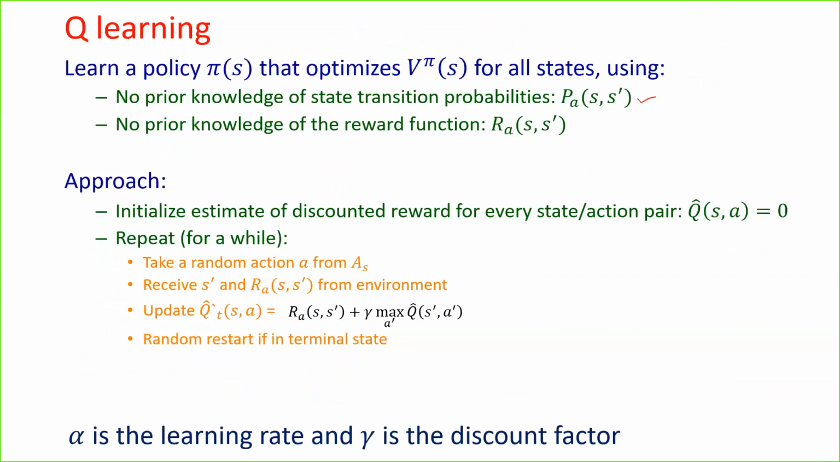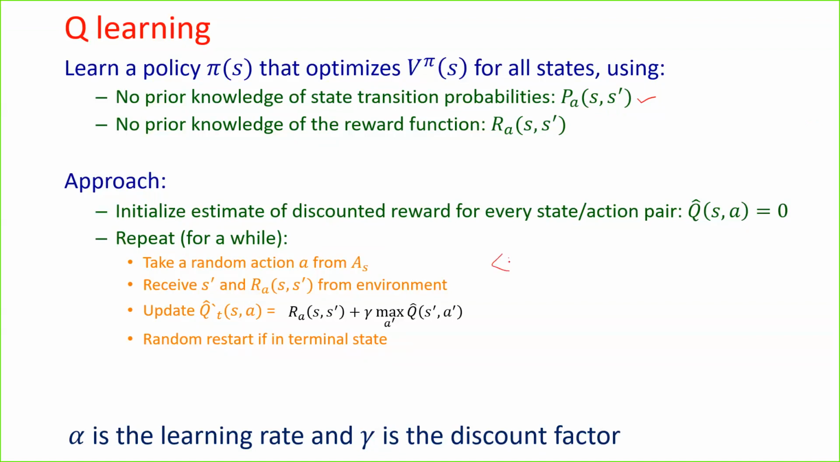So the approach is very simple. Here we have a Q table, by the way. In Q learning, we maintain one table, which we call the Q table. The size of the Q table is the number of states times the number of actions. So how many states are there in this particular example? 9 states.